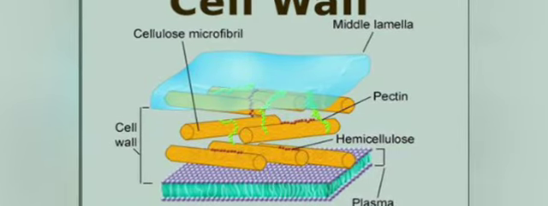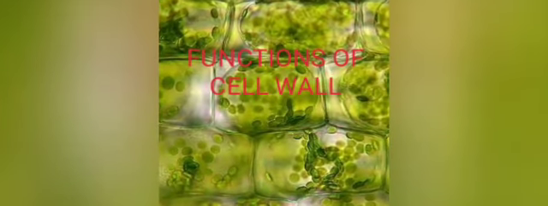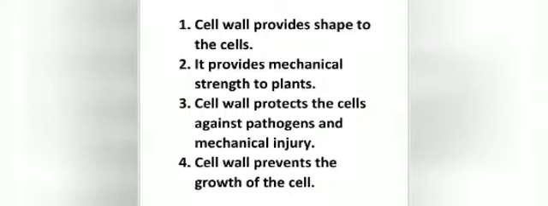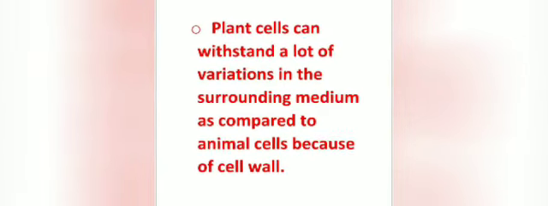Moving on to the functions of the cell wall. So we will discuss in detail one by one. The first point is the cell wall provides the shape of the cell. Second, it provides mechanical strength to plants. The third is the cell wall protects the cell against pathogens and mechanical injury. The fourth one is the cell wall prevents the bursting of the cell. Now, very important, plant cells can withstand a lot of variation in the surrounding medium as compared to animal cells.